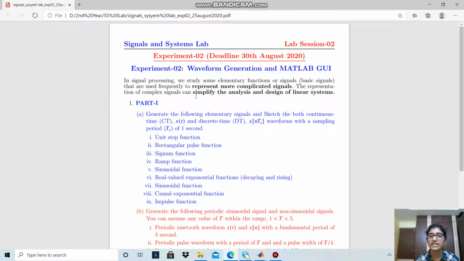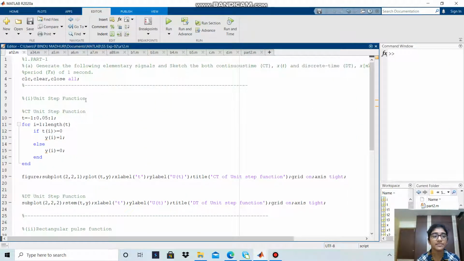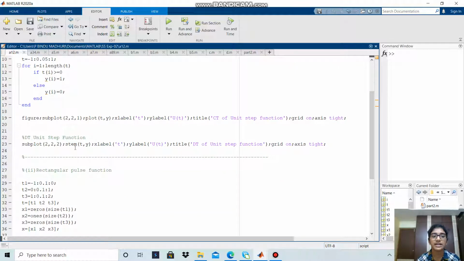Welcome everyone. Our second experiment is on waveform generation and MATLAB GUI. The first one is the unit step function. Here the step function is equal to 1 for x greater than 0, and for other values it is equal to 0. I used a for loop and if else statement for plotting this, and for discrete time we use the stem function.